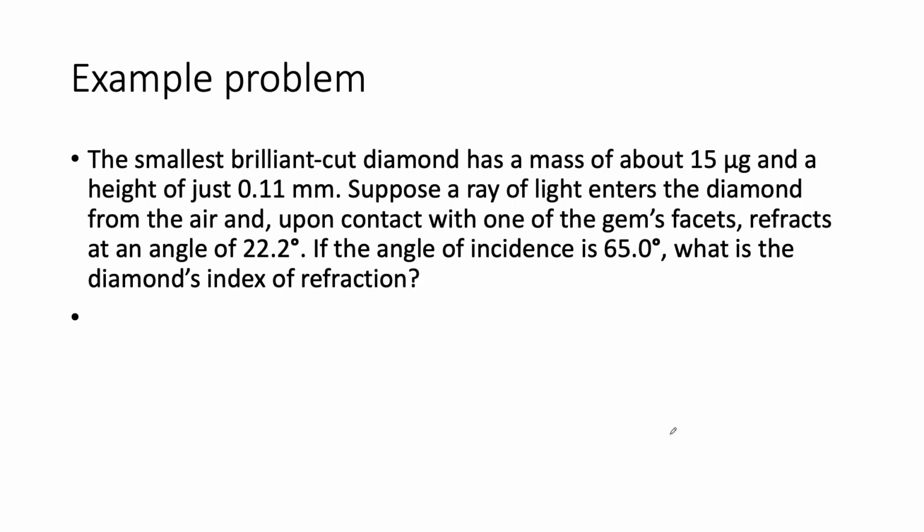And always note that we're getting more sophisticated with our problems, and you guys have got to do some reading and interpretation of the reading. So we've got a smallest diamond that has a mass of 15 micrograms and a height of 0.11 millimeters. All right, we may need that, may not. Let's keep on going. Suppose a ray of light enters the diamond from air. All right, so we're looking at light. Upon contact with one of the gems, it refracts at an angle of 22.2. So now this should click in your brain, okay, I need Snell's law. I'm dealing with angles of incidence and an index of refraction.